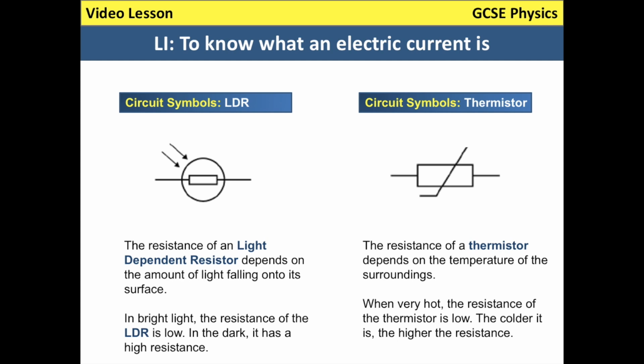The resistance of a thermistor depends on the temperature of the surroundings. When very hot, the resistance of the thermistor is low. The colder it is, the higher the resistance would be.